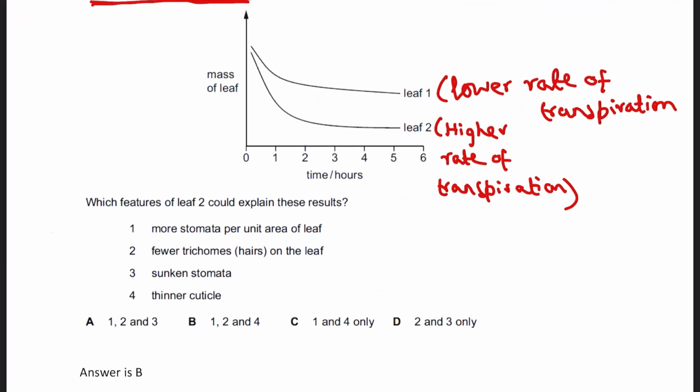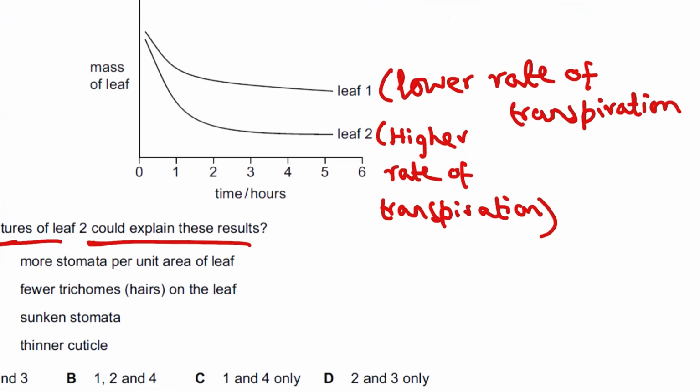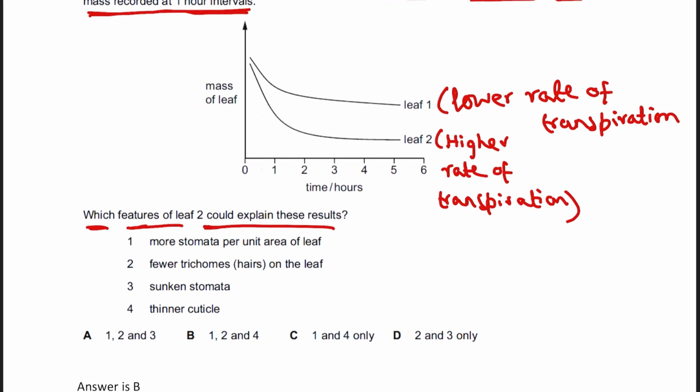Okay, which features of leaf 2 could explain these results? So guys, we have to state the features of leaf 2 which could explain these results, and the results are that leaf 2 has a higher rate of transpiration. So what could be the features of leaf 2 that could lead to the high rate of transpiration?